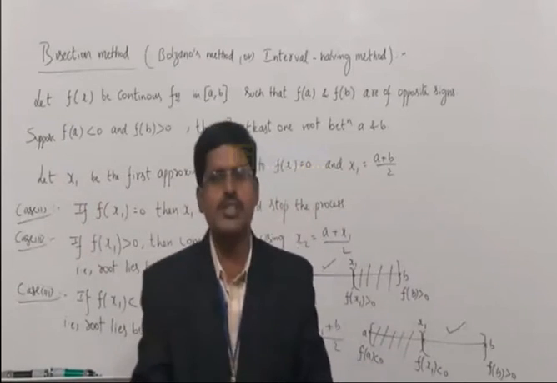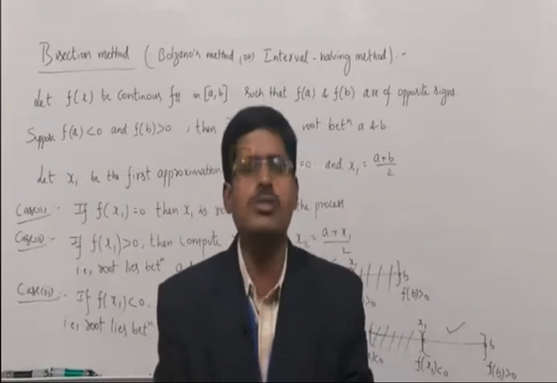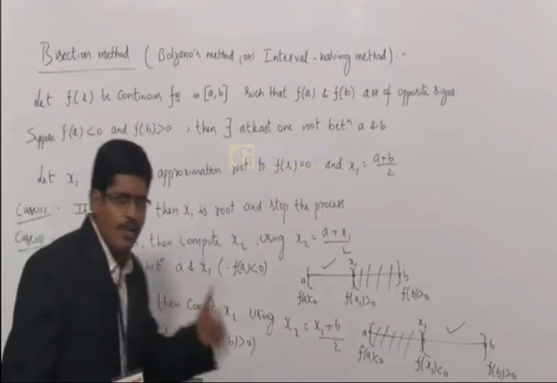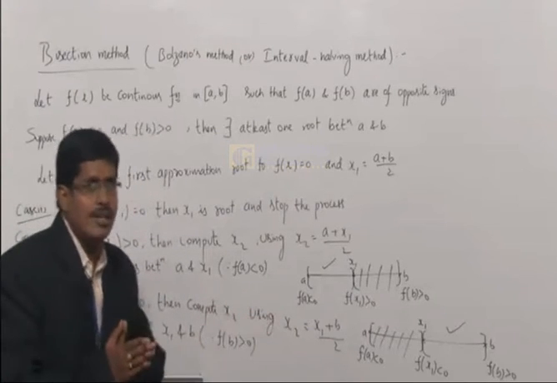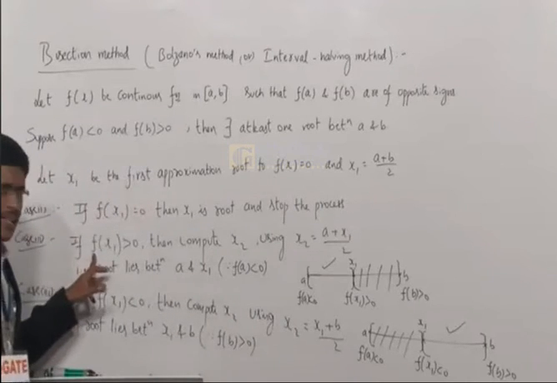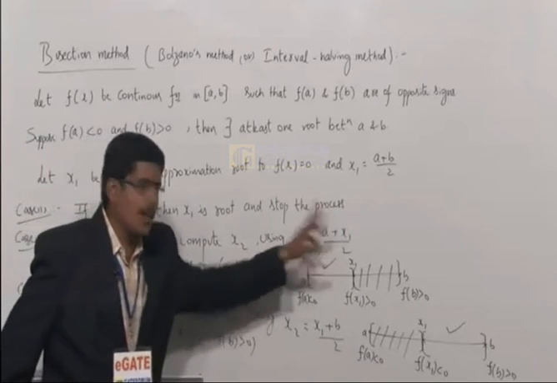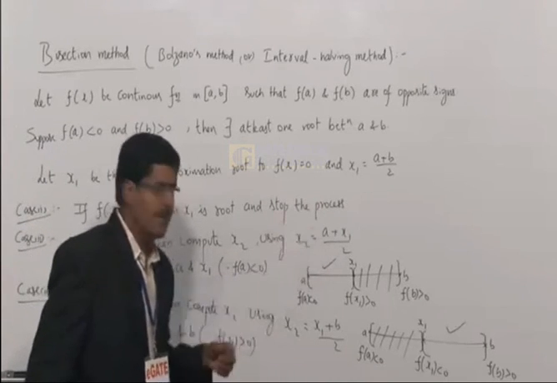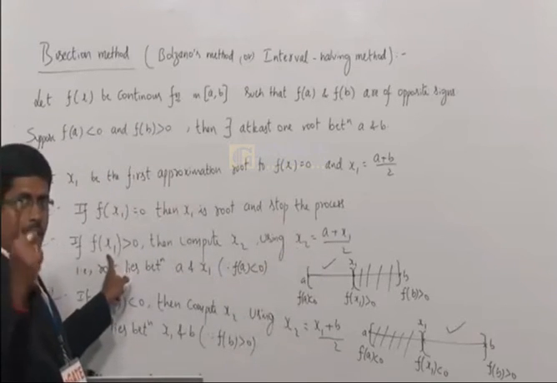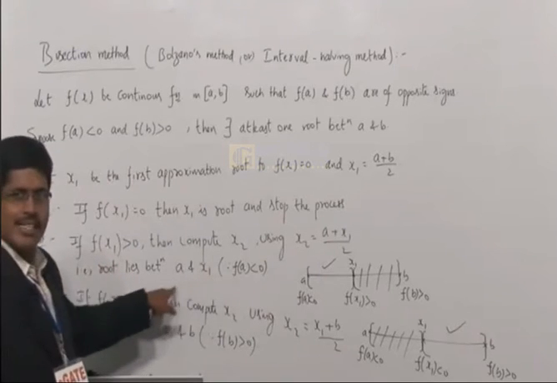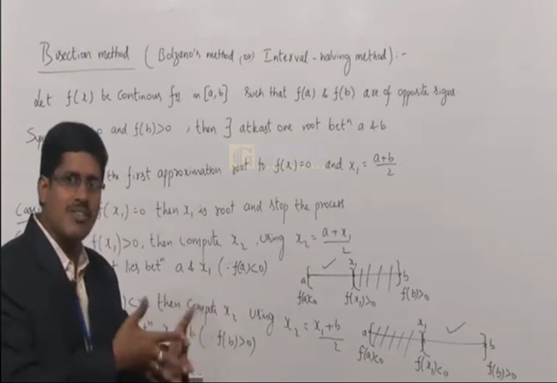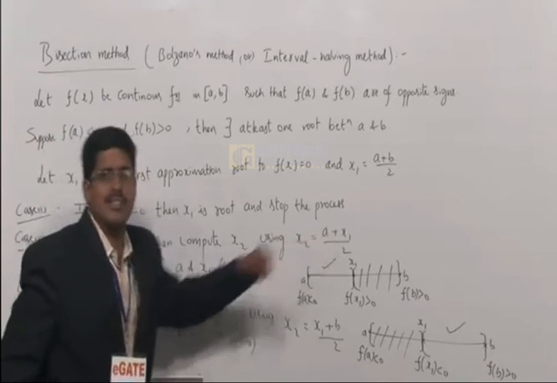For example, in stage 1 your root lies between 1 and 2. In the next stage, it should be reduced to 1 and 1.5, or 1.5 to 2. So when we go by one step, your interval should reduce. Then only will you get the root in some stage or iteration. So if f(x1) is greater than 0, then compute x2 using x2 equal to (a plus x1) by 2. Why should you use this formula? Here the function value at a is less than 0, and at x1 I took greater than 0. These two are of opposite signs, so your root lies between a and x1. Whenever a root lies between two numbers, the bisection method, midpoint method, tells us to take the midpoint of the two numbers. That is, the midpoint of a and x1 is (a plus x1) by 2.